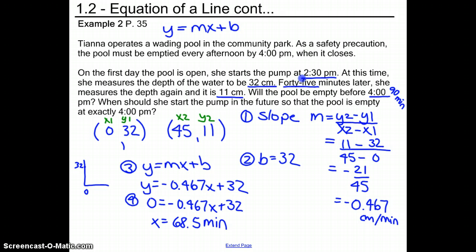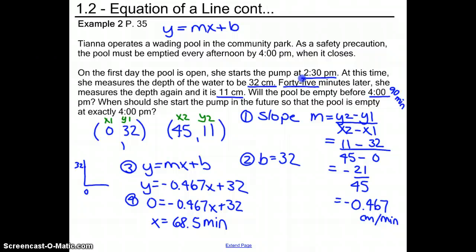So will that be done by 4 o'clock? Remember that 4 o'clock was actually 90 minutes away. So yes, it would be drained in time because it only takes us 68.5 minutes to drain it, and she started at 2:30, which is 90 minutes away from 4 o'clock when it has to be closed.